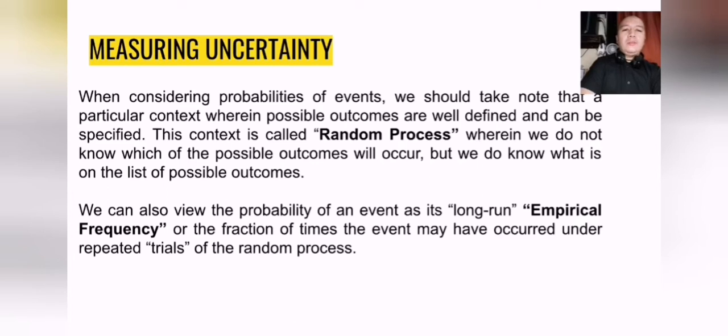When considering probabilities of events, we should take note that a particular context wherein possible outcomes are well defined is called a random process, wherein we do not know which of the possible outcomes will occur, but we do know what is on the list of possible outcomes. We can also view the probability of an event as its long run empirical frequency, or the fraction of times that the event may occur under repeated trials of the random process.